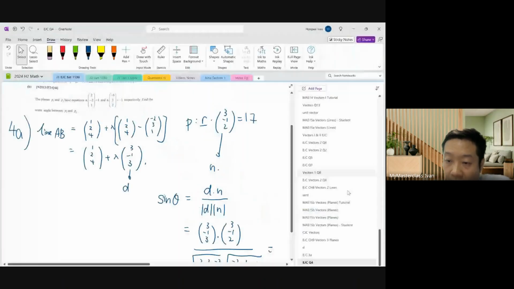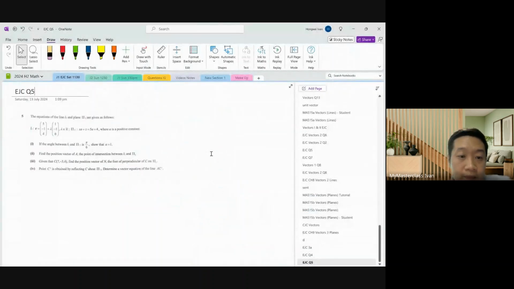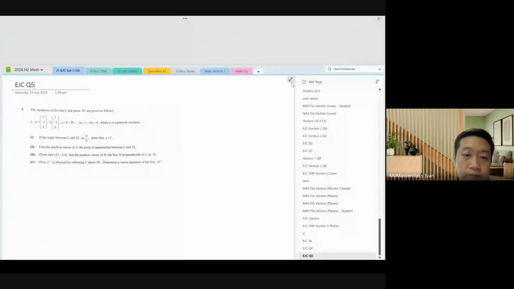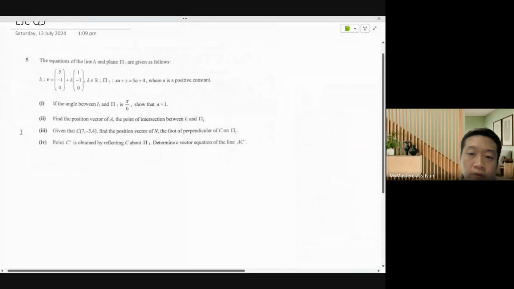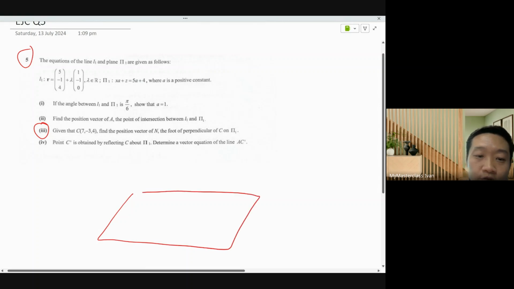Wait, it's different. Okay. Look here, guys. Part 3, right? Look here. Everybody look here. The foot of the perpendicular is what I went through. So C is here, 7, -3, 4. It goes to here. N is here. So this direction is the same as the direction of the normal.